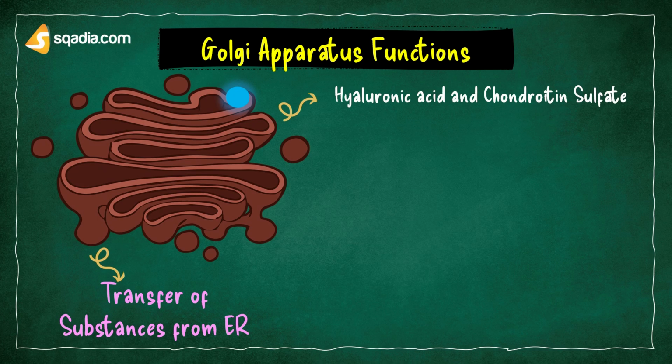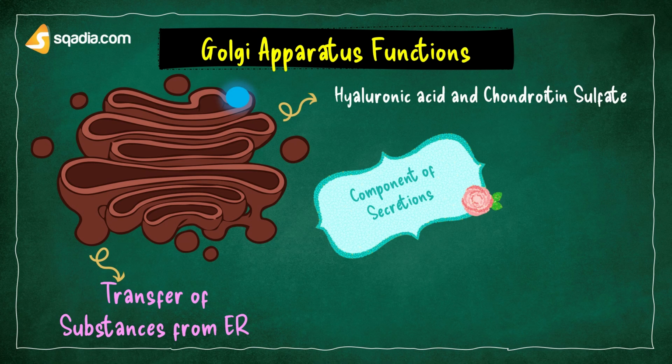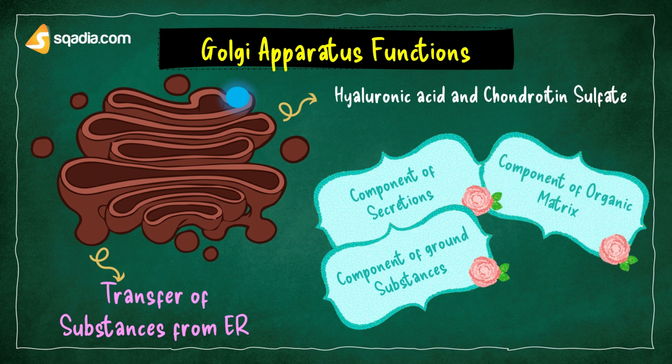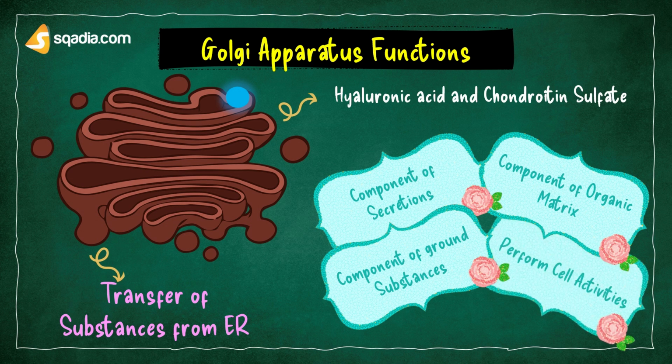A few of the many functions of hyaluronic acid and chondroitin sulfate in the body are that they are the major components of proteoglycans secreted in mucus and other glandular secretions. They are the major components of the ground substance, or non-fibrous components of the extracellular matrix, outside the cells in the interstitial spaces, which act as fillers between collagen fibers and cells. They are principal components of the organic matrix in both cartilage and bone. And lastly, they are important in many cell activities, including migration and proliferation.